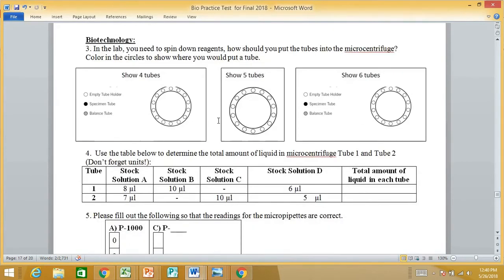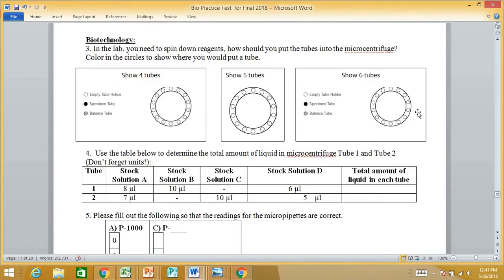You know you need to spin down reagents. So how would you put the tubes into the microcentrifuge? Color in the circles. And so if you've got 4 tubes, how would you do this? So you could do 2 here and 2 here, opposite, right? Or 1, 2, 3, 4. If you're going to show 5 tubes, the easiest would be to do 1, 2, 3 here, and on its opposite side, 1, 2, 3, and then you're going to draw in a balanced one.